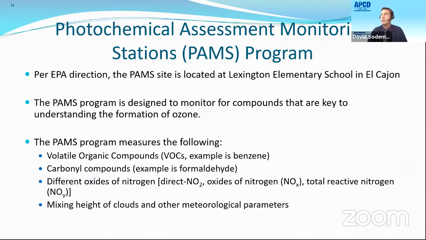EPA has directed the district to operate our photochemical assessment monitoring stations, also called PAMS, at our site in El Cajon. This program is designed to monitor for compounds that help contribute to the formation of ozone. They are volatile organic compounds, carbonyl compounds, different oxides of nitrogen, and some meteorological parameters such as cloud mixing height. These measurements are used by researchers and modelers to better understand the role each variable has on the formation of photochemical smog.